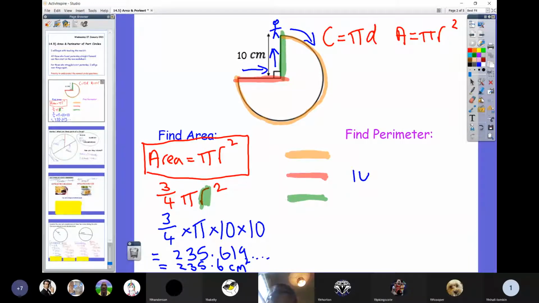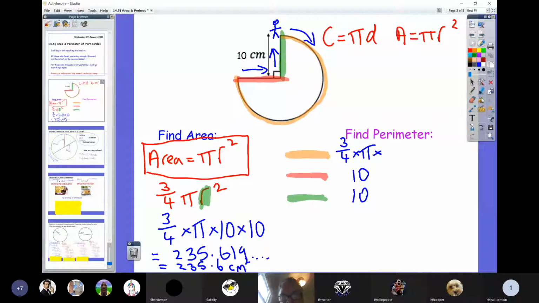I think some of you were getting that wrong on the last exercise, so you might want to just go back and correct those. Now, working out the curvy bits, well, that's 3/4 of the circumference, isn't it? That's 3/4 of all the way around. And remember, circumference equals pi times the diameter. So that's going to be 3/4 times pi times the diameter.